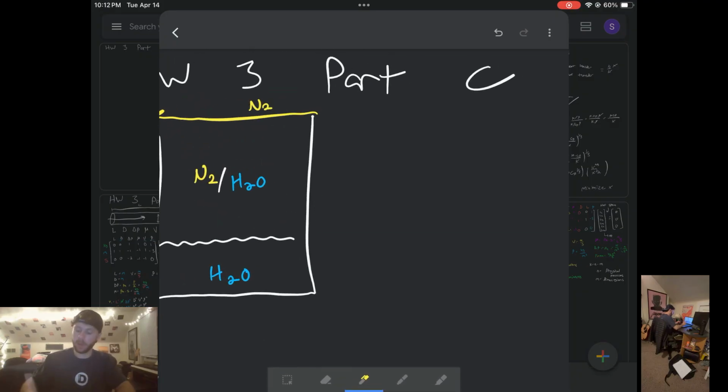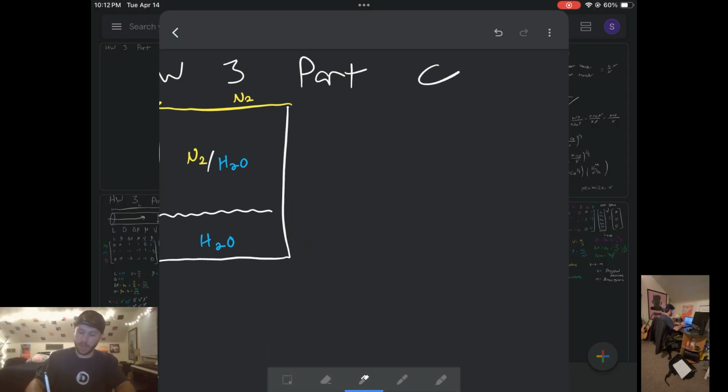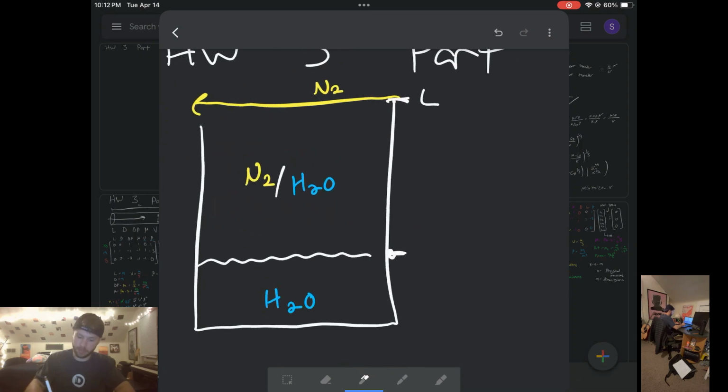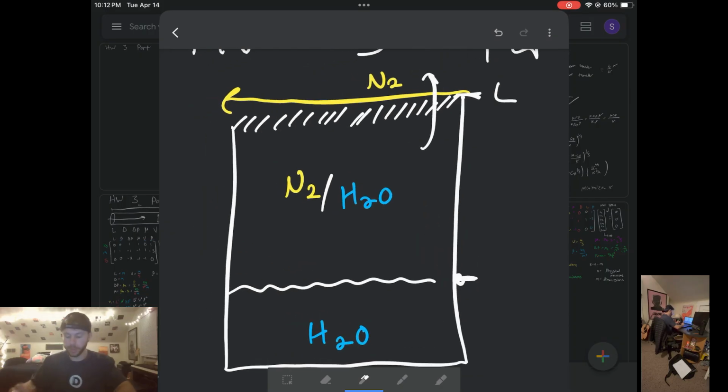So we could call from the top of the water to, say that's at a distance L where the nitrogen meets, and there's some membrane here that keeps the vapor from escaping out, caused from the nitrogen.